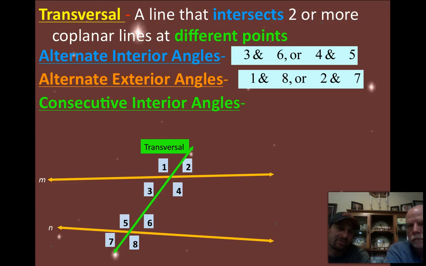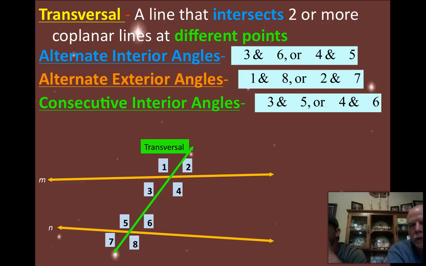Because I hear consecutive and I go 3, 4, 7, 8, consecutive numbers, and that has nothing to do with it. Don't make that mistake. It's same side inside. So the pairs that come up are 3 and 5, 4 and 6.